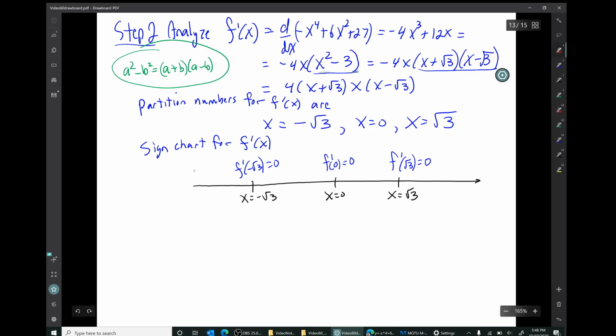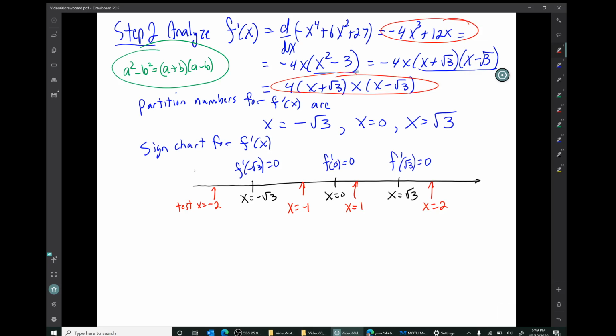Now we need to find test numbers. Remember that square root of 3 is about 1.7, so I've chosen test numbers to the side of that. Now we have to find the sign of f prime at each of these test numbers. Now for my sign calculations, I can choose which form of f prime to use. I could use the standard form, or I could use the factored form. Actually, what's going to turn out to be the most convenient form to use is this sort of halfway factored form.